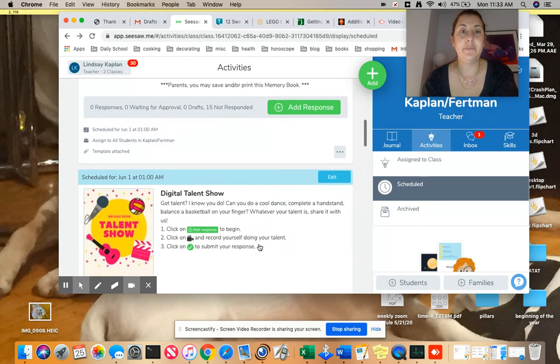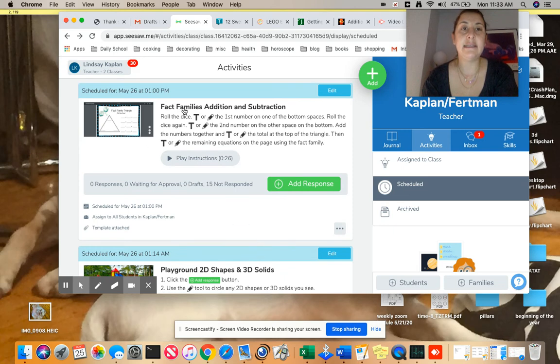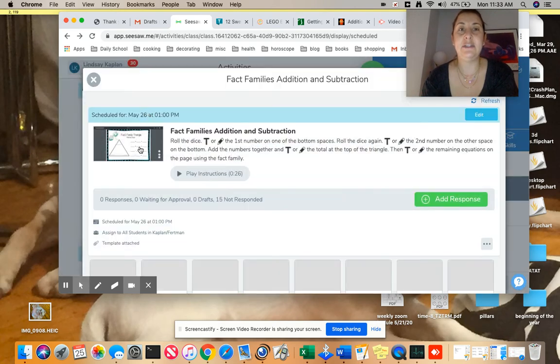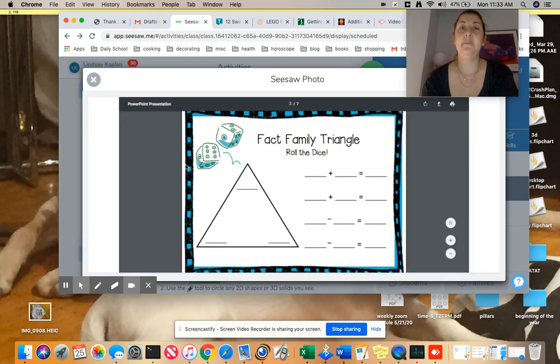Next, we have another activity that's called Fact Families Addition and Subtraction. This is actually a game. So you're going to need your 2 dice from your math toolkit, or if you have extra dice somewhere else, that's fine too. It is a game, but you're going to play it by yourself. So you're going to roll the dice, and one of the dice is going to be one of your parts, and the other die is going to be your other part.